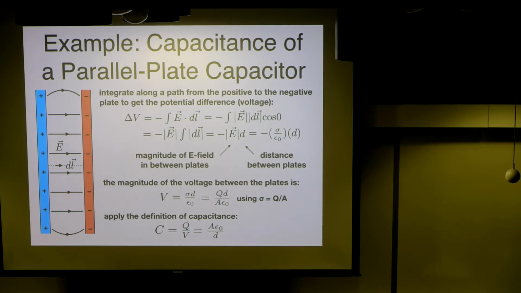All right, so any questions on how we did this one before we move on? All right, so that's a big result. Let's put it in a box. C equals A epsilon naught over D. That's for a parallel plate capacitor.